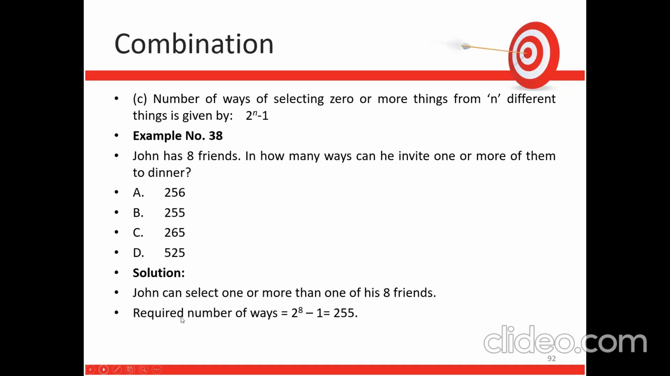So, the number of ways of selecting 0 or more things from n different things is 2 exponent n minus 1. Example: John has 8 friends. In how many ways can he invite one or more of them to dinner? Solution: 2 exponent 8 minus 1 is 255. Sabihin, 1 or more, so pwedeng dalawa kayo, 3, 4, yan, hanggang sa yung 8 ma-invite mo.